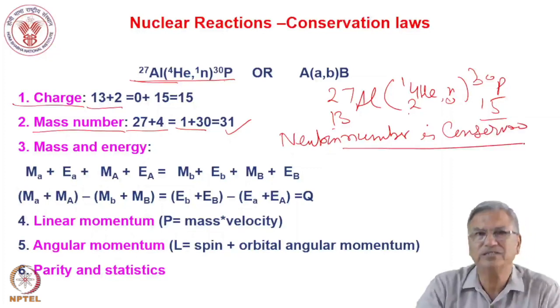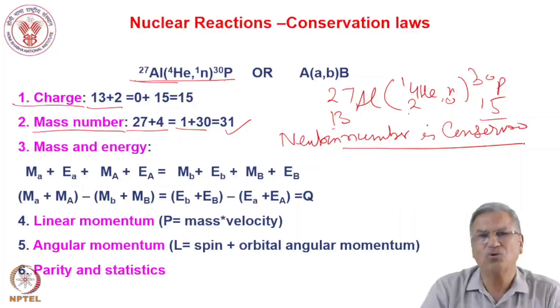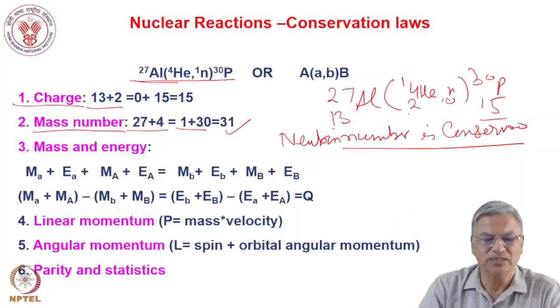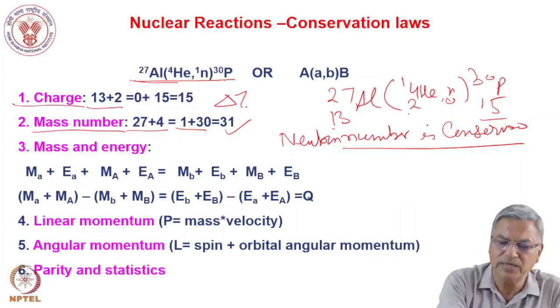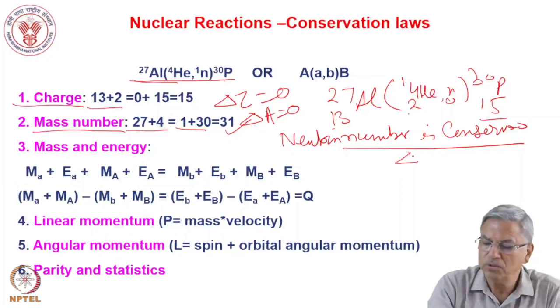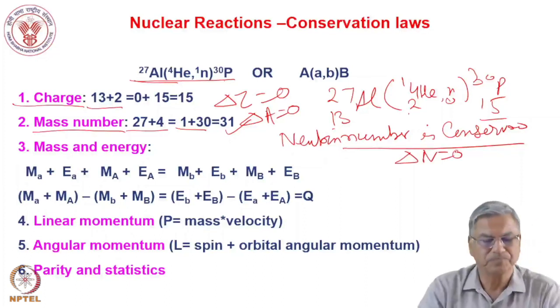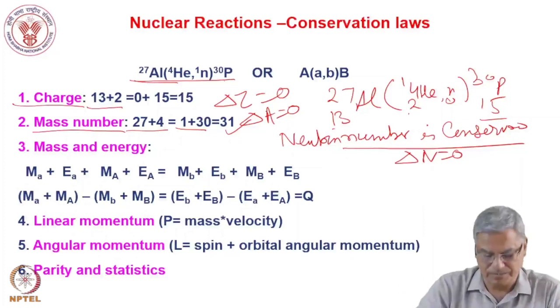In any nuclear reaction, you will find the neutron number is also conserved. So you can also write delta Z equal to 0, delta A equal to 0, delta N equal to 0. That will help you in setting up a nuclear reaction.